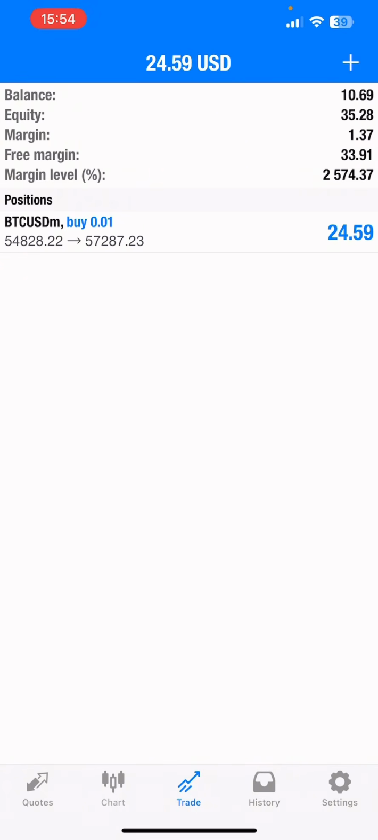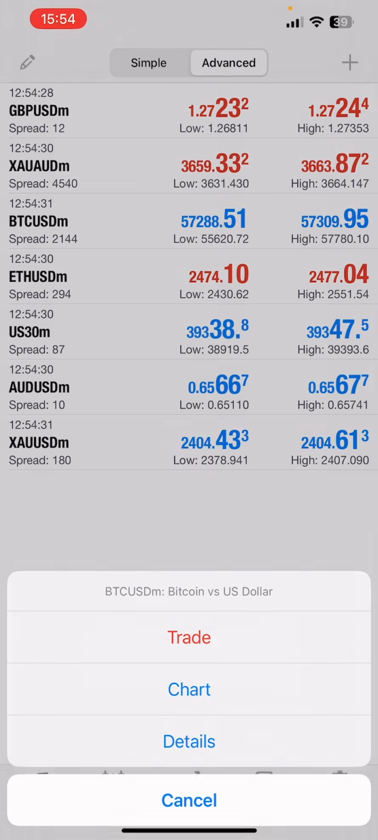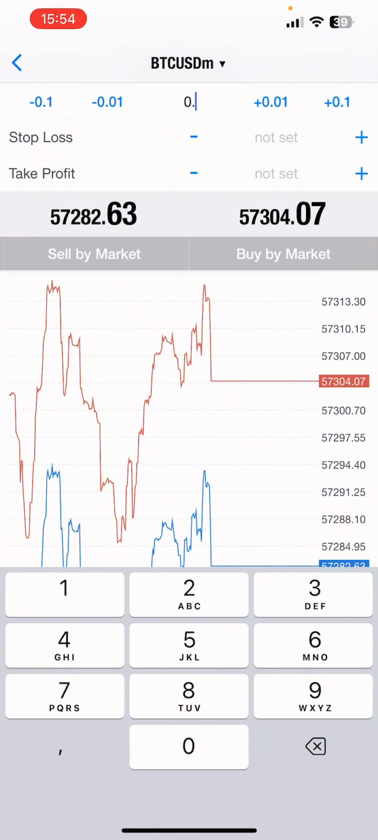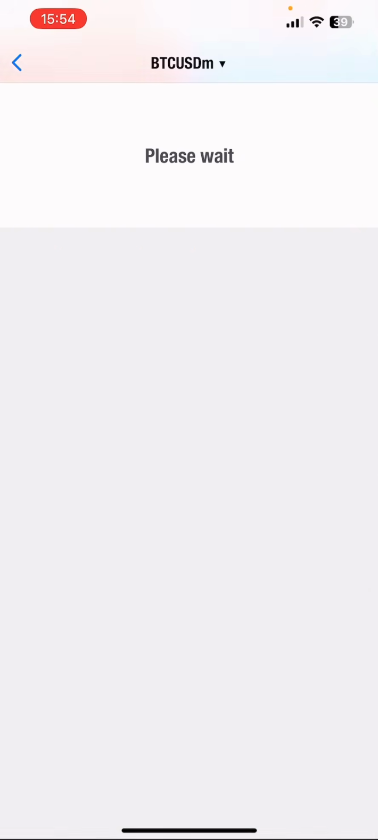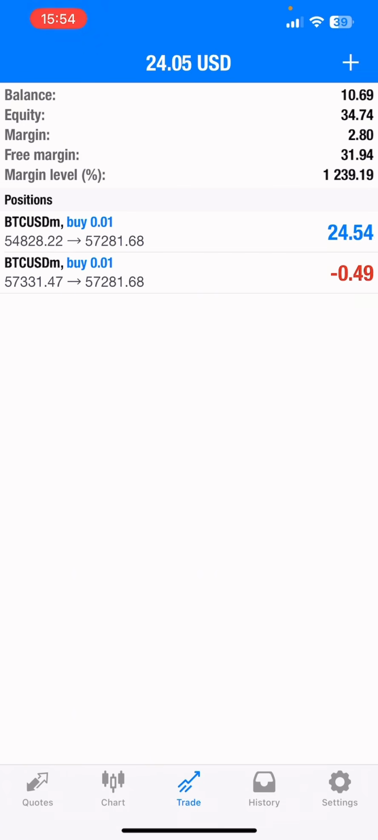Okay, so now if I want to add in this position, I'll come to trade, and the lot size is going to be 0.01. You enter buy. All right, so now you see we are currently in a loss. The loss of this second trade is going to affect the profit that you are making in the first trade.